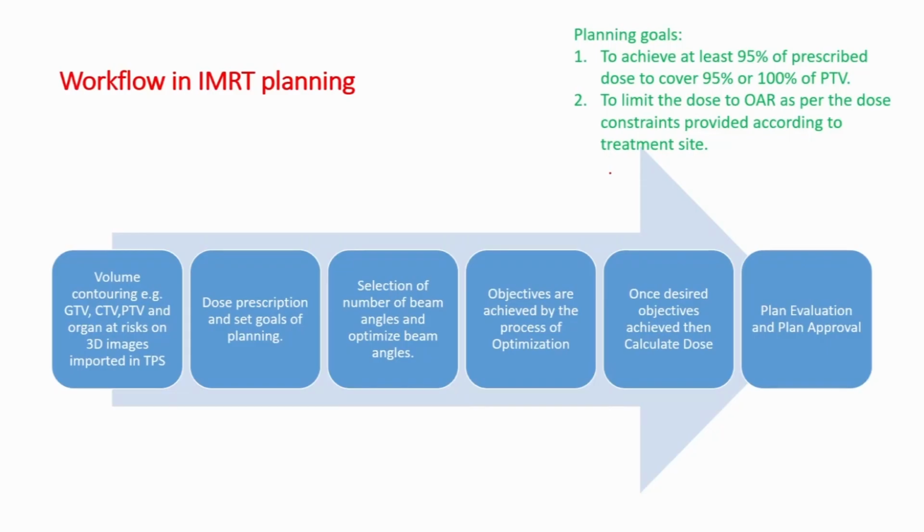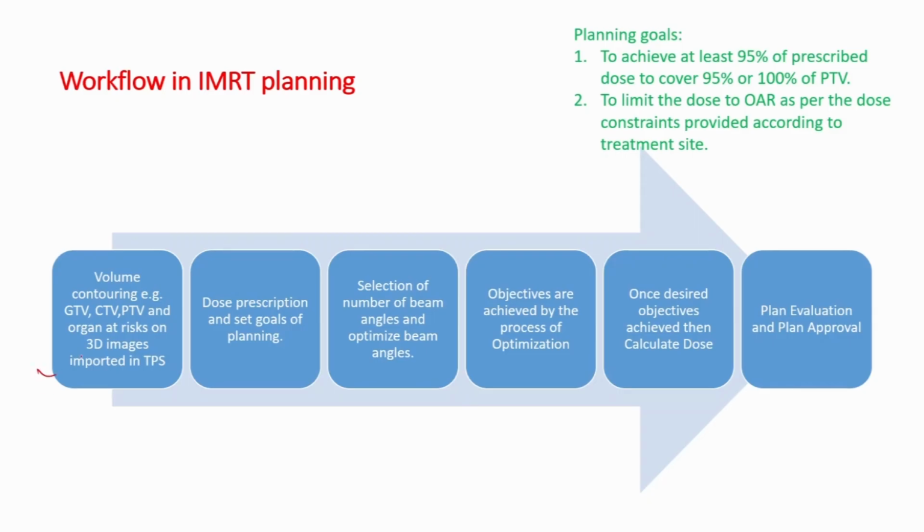We have to achieve maximum target coverage, or PTV coverage, of 95% or 98% of the prescribed dose. It means 100% of the prescribed dose should be received by 95% or 100% of the PTV volume, and to limit the OAR dose as per the dose constraint, which depends upon the treatment site.